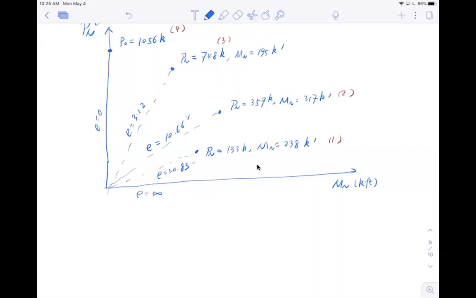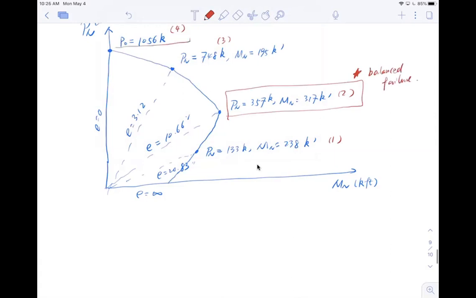Now when I draw my interaction diagram, I simply need to draw these points together like this. In the exam, what are the key points we're looking for? We definitely look for this balanced failure, so you need to draw 0.2 for sure. We also need to draw the pure compression.